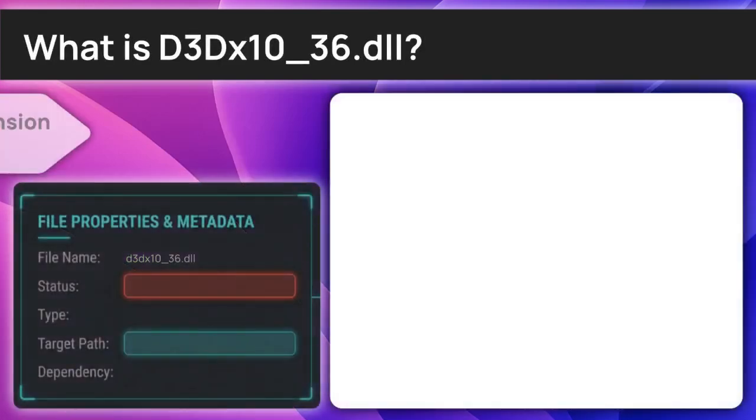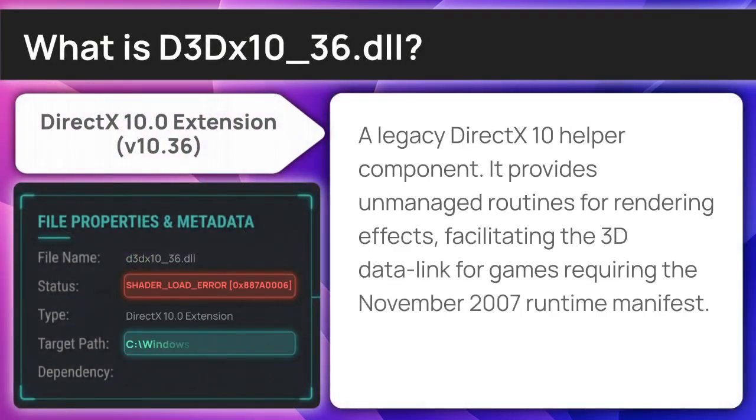This is the DirectX 10 Update 36, a legacy DirectX 10 helper component. It provides unmanaged routines for rendering effects, facilitating the 3D data link for games requiring the November 2007 runtime manifest. Since we've covered what this file is, let's move to the primary fix.